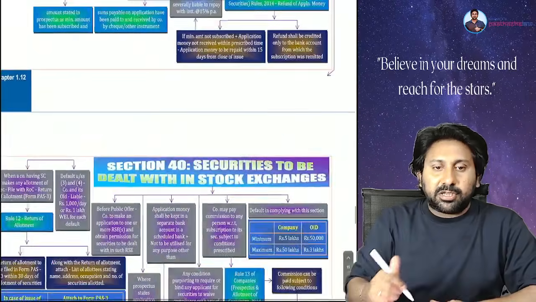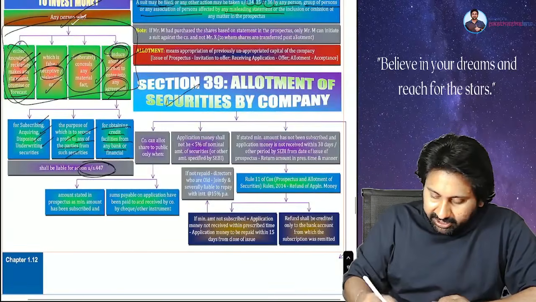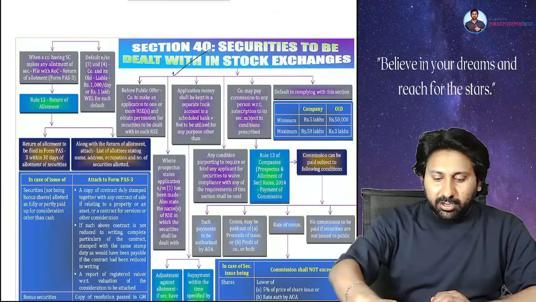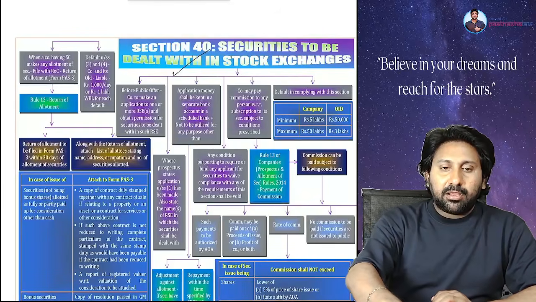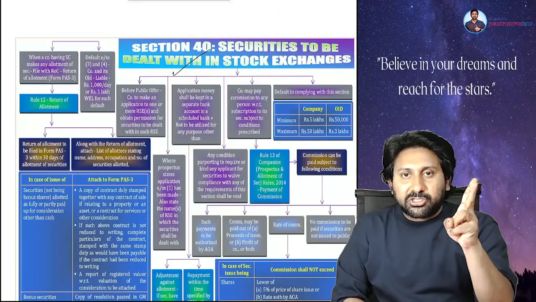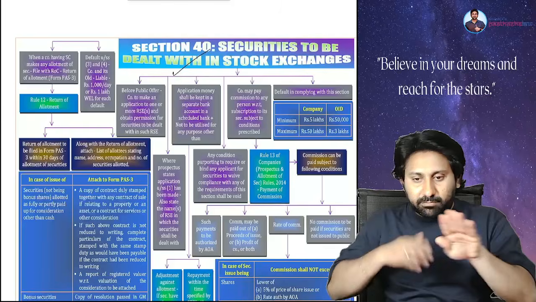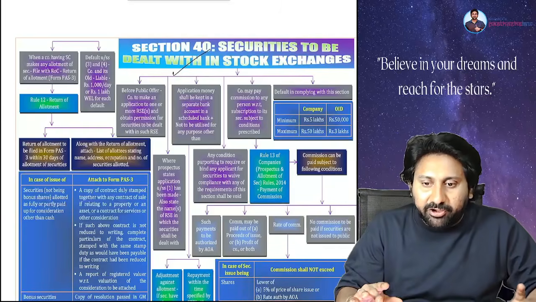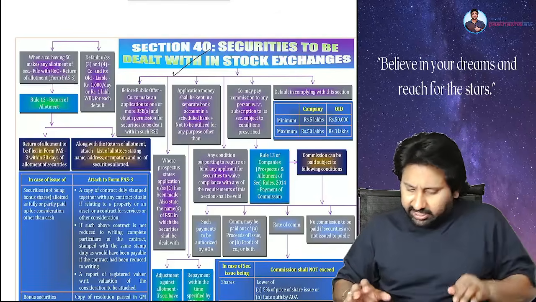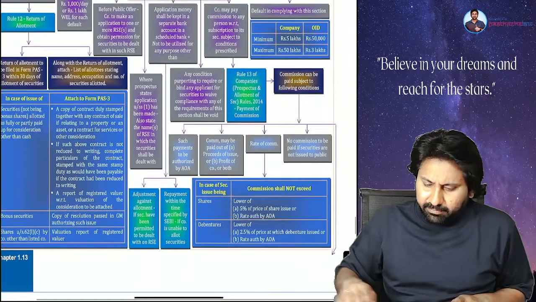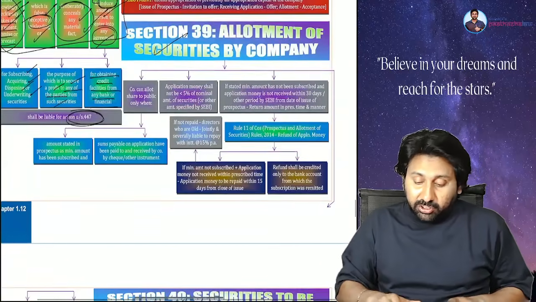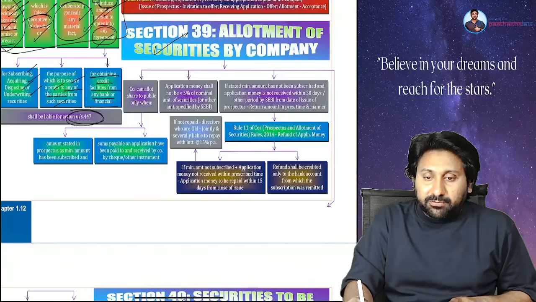The next sections we are going to start are section number 39 and section number 40. Once 39 and 40 are completed, I will next deal with 3 areas: red herring prospectus, shelf prospectus, information memorandum. That's it. These are the main concepts that we need to discuss. Shall we? Let's start. Section number 39, sorry. Allotment of securities.